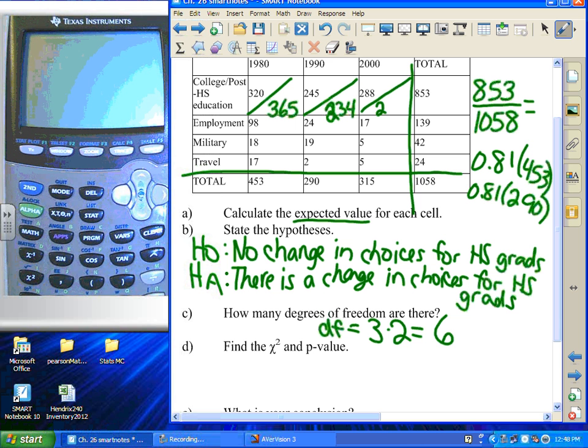Okay, that's good to understand, and I know you're not the only one that doesn't get it. So I'll go back. We're saying if this is true, and that for all 3 years their choices are the same, then there would have been 365 students in 1980 that are going to college, 234 in 1990, and 254 in 2000. They're called the expected values. We're saying if this is true, this is what we would expect the numbers to be. And these other numbers are called the observed values. So you just take the total divided by the.